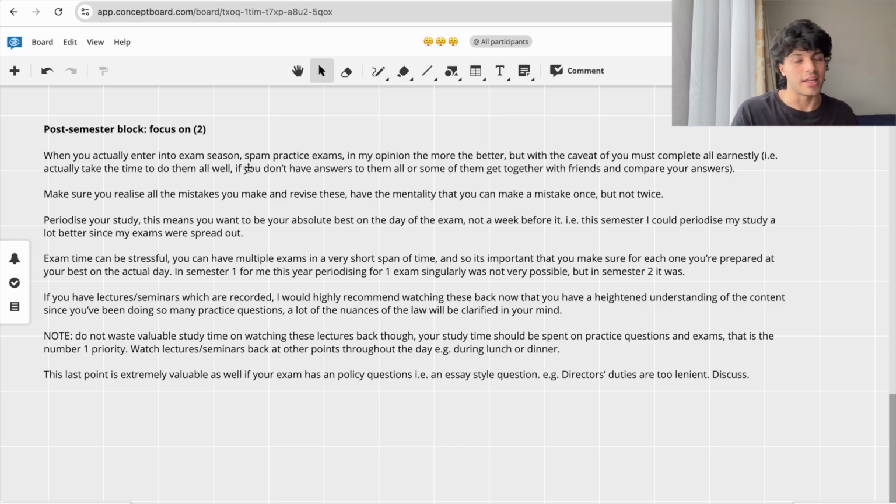So if you don't have the answers for all questions, because I know sometimes universities don't provide answers for every single practice exam, get together with your friends and compare your answers. Again, just looking at arguments, and how you each thought of different things, is huge, absolutely huge.